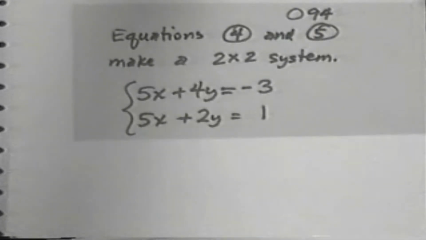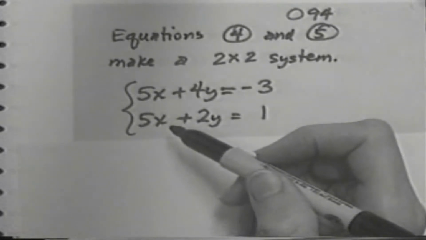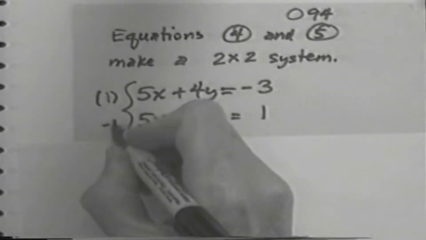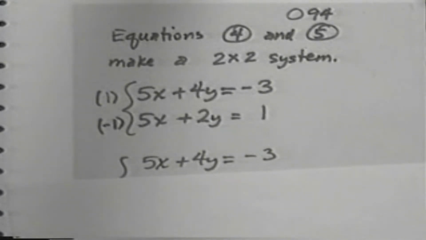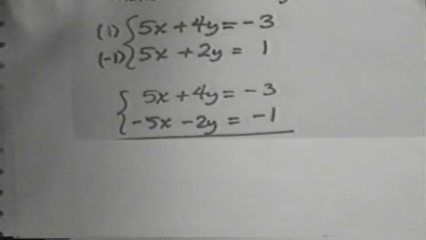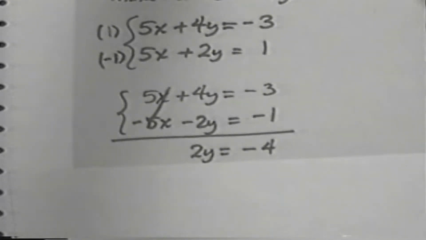So let's solve this system using the addition method. I'm going to choose to eliminate x because I have 5x and 5x. That will be so easy. Let me choose to multiply the top equation by 1 and the bottom equation by negative 1. So the top equation remains as it is, 5x plus 4y equals negative 3, and the bottom equation is negative 5x minus 2y equals negative 1. Now we can cancel the x terms, and adding we get 2y equals negative 4.